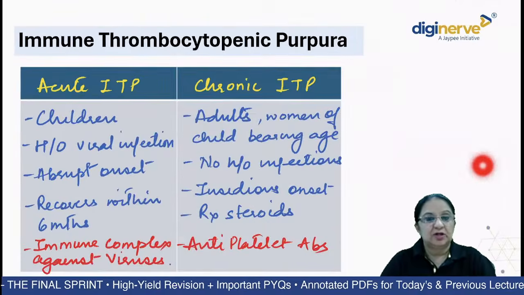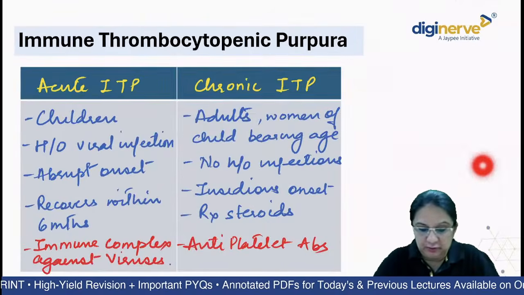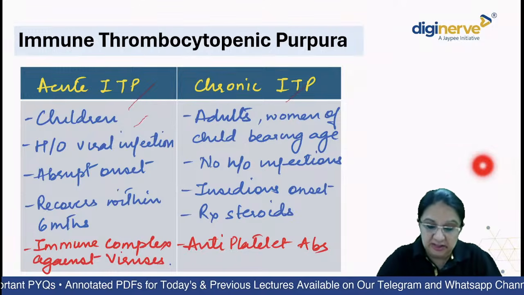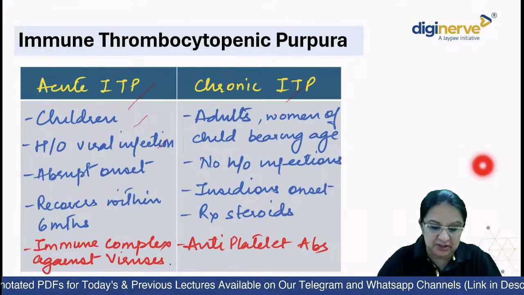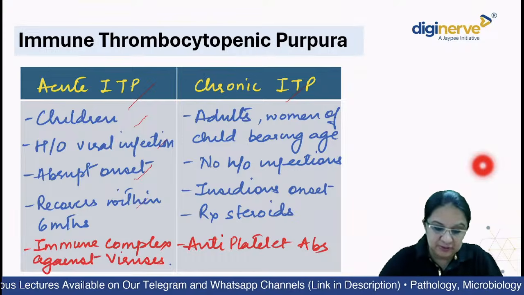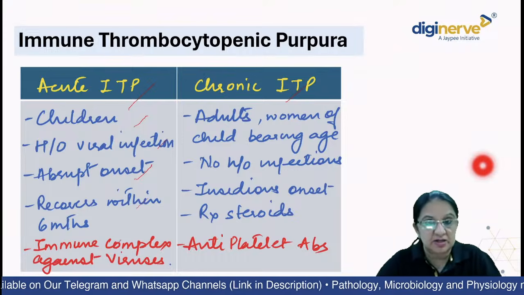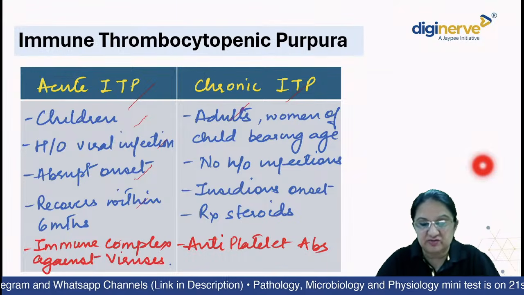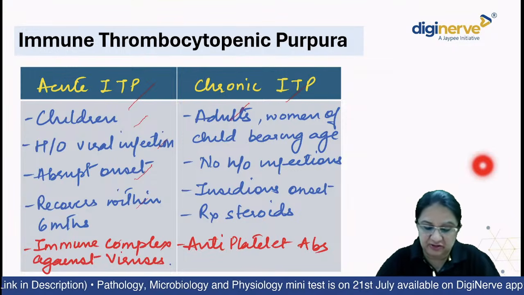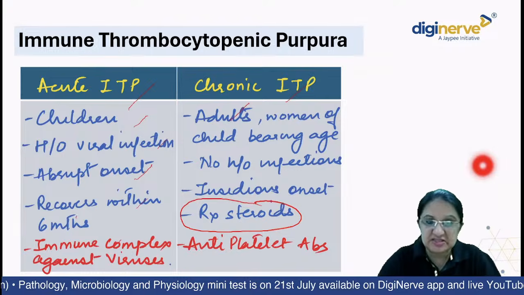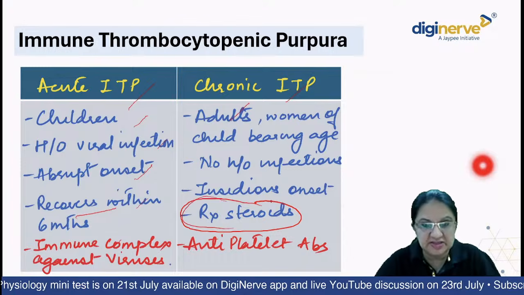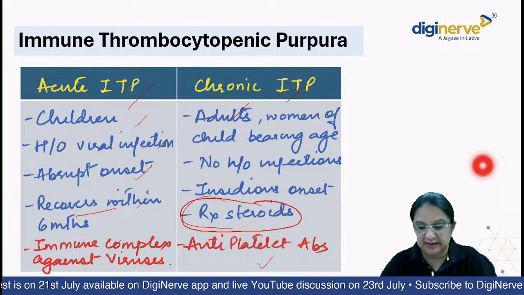Okay. So coming to immune thrombocytopenic purpura, we all know it is acute ITP and chronic ITP. Acute ITP occurs in children. There is history of preceding viral infection, abrupt onset, occurs within 6 months of the infection. Then you find immune complexes against the virus. Chronic ITP is usually seen in adults, women of childbearing age. There's no history of infection, insidious onset, and the treatment here is steroid. Acute ITP usually recovers within the 6 months. Treatment here is steroids, and you will see antiplatelet antibodies here.